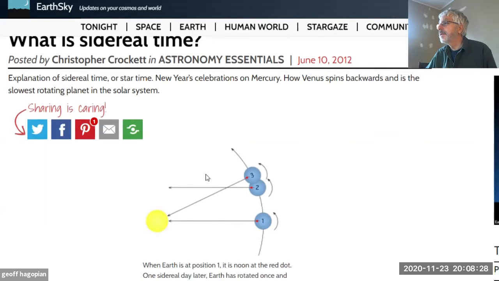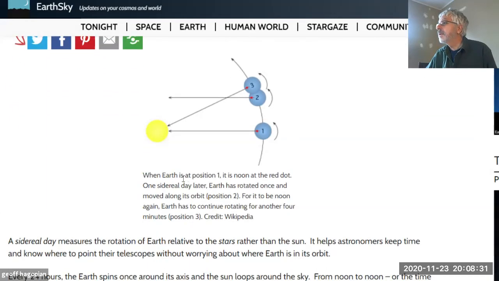Okay, so when Earth is at position 1, it is noon at the red dot, right? One sidereal day later, Earth has rotated once and moved along its orbit to position 2. For it to be noon again, Earth has to continue rotating for another 4 minutes. All right, so that's position 3.